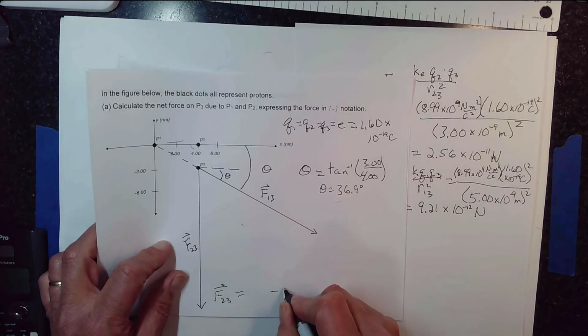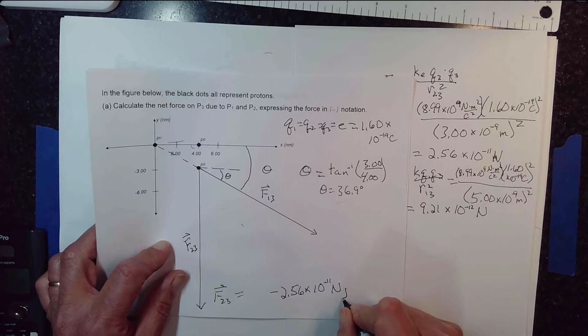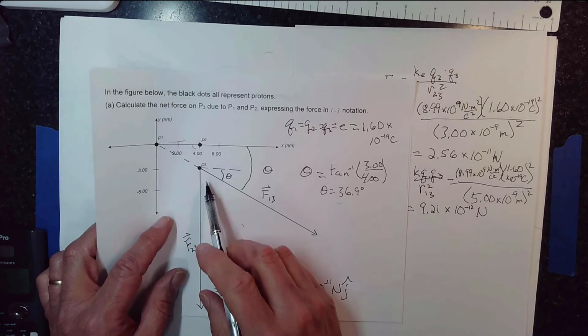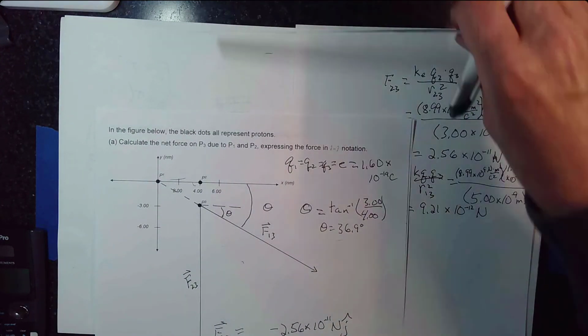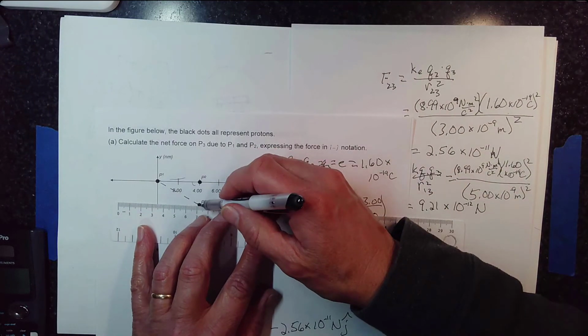It's in the negative y direction, so minus 2.56 times 10 to the minus 11th newtons in the j hat direction, and that minus sign out there will indicate that. But F13 is a little more complicated, but not much. Not if you're happy with right angle trigonometry.